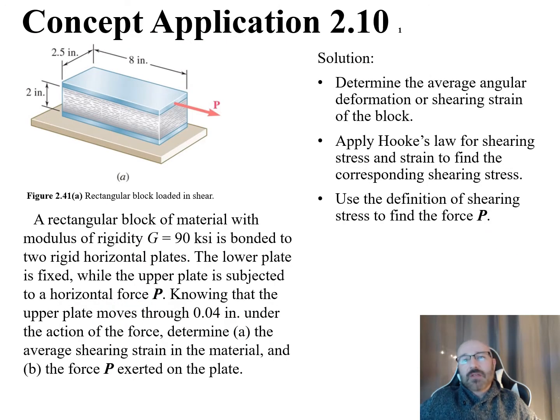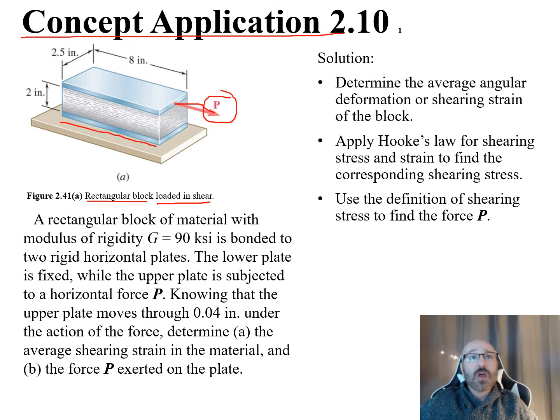So let's apply this to a conceptual application. In this figure up above, we have a rectangular block that's going to be loaded in shear. We can see this top load P right here, and it's rigidly connected down here to this tabletop or platform. We have given dimensions: the overall length is 8 inches, the width is 2.5 inches, and the height is 2 inches.